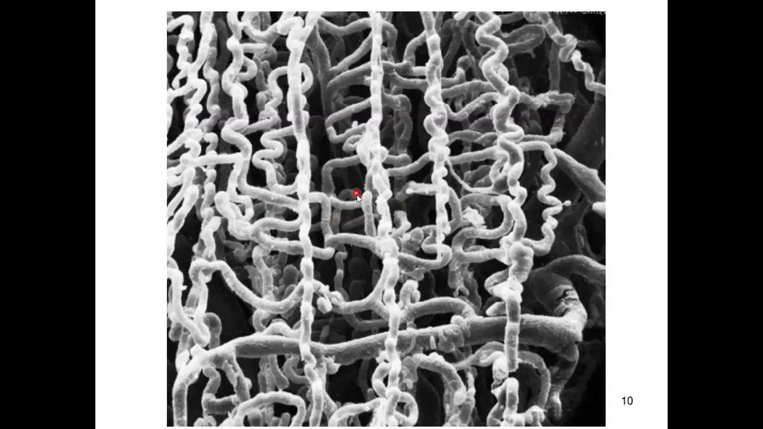Here's an electron microscopic view of the capillary bed. And you can see the larger arterioles here, but the smaller branches are forming this jungle of capillaries. The diameter of the capillary is just a little bigger than a red blood cell. So that kind of gives you an idea how skinny these vessels are.